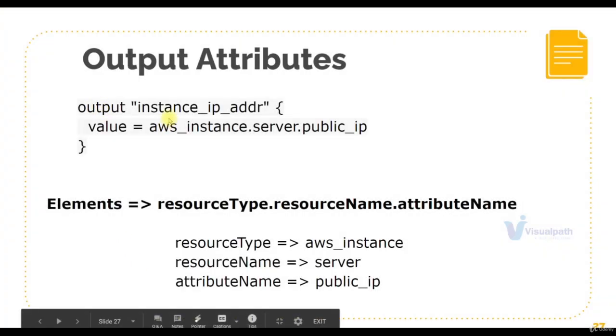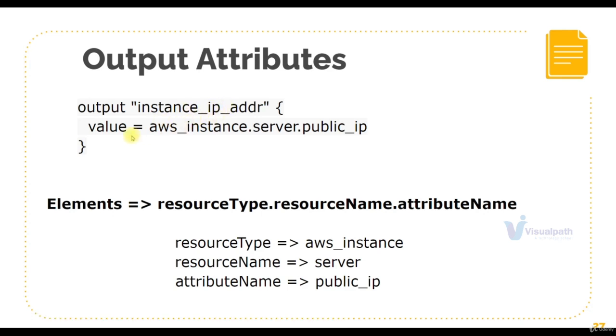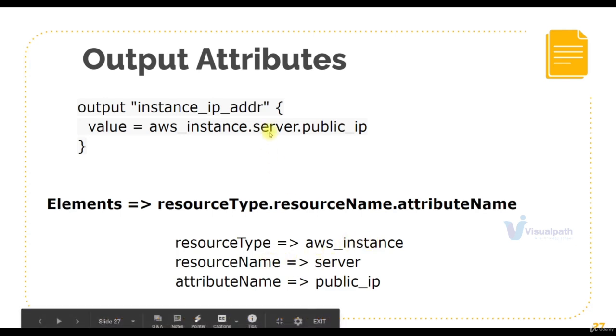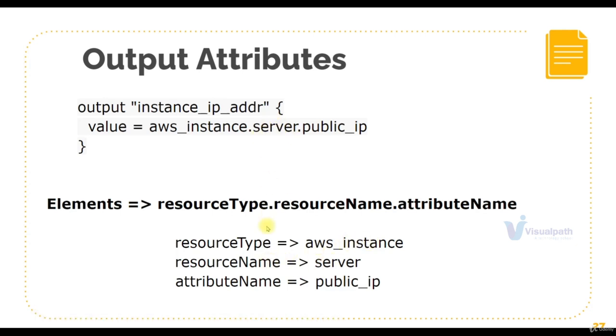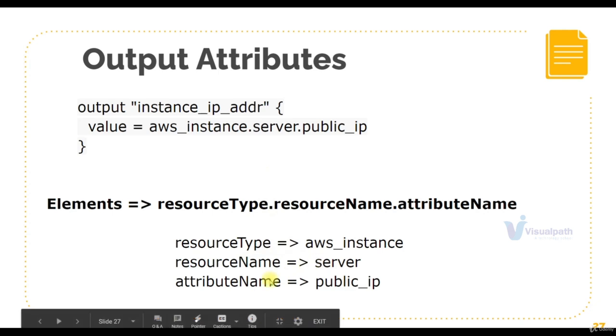Okay, so output instance, so you can give the name of your output whatever you want, and value you can give the path of the attribute that you're looking for. So resource type dot resource name dot the attribute name. The element is this aws_instance.server.public_ip. So aws_instance is the resource type, the resource name is server, just an example, and the attribute name inside that is public_ip.